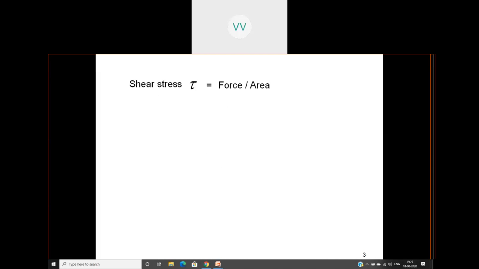Then coming to the shear stress, as per the definition of any stress, stress is equal to force by area. So force will be stress into area. So shear stress is the shear force divided by the cross-sectional area over which it is going to act. So 98 by 0.36. So you get a value of 272.22 newtons per meter square.